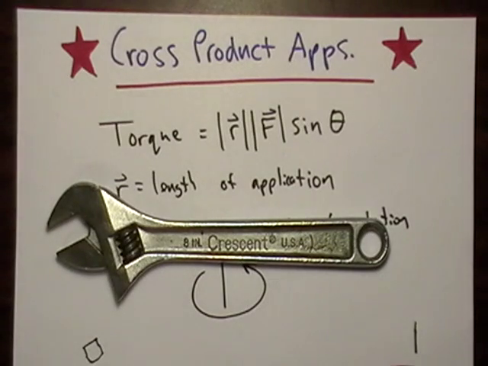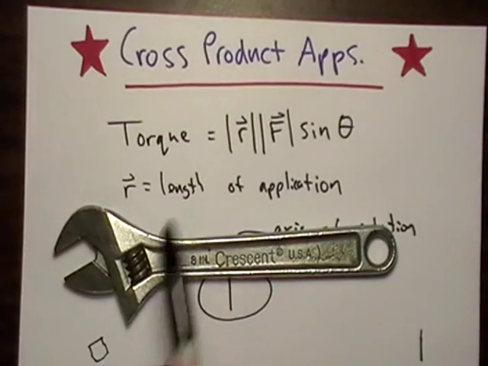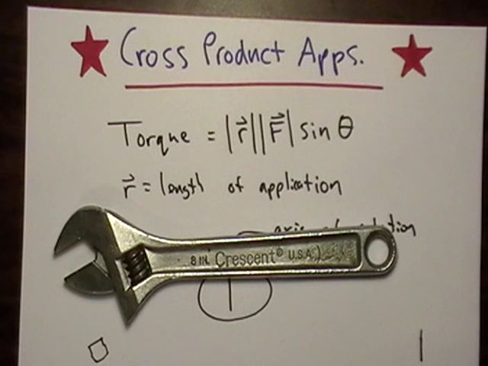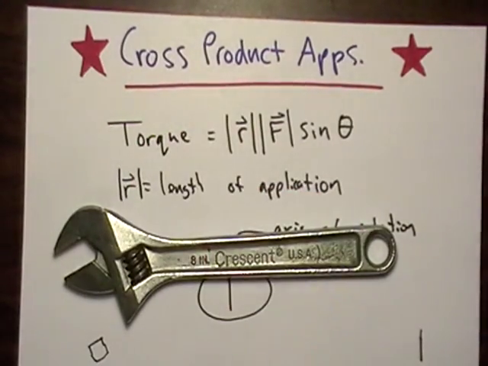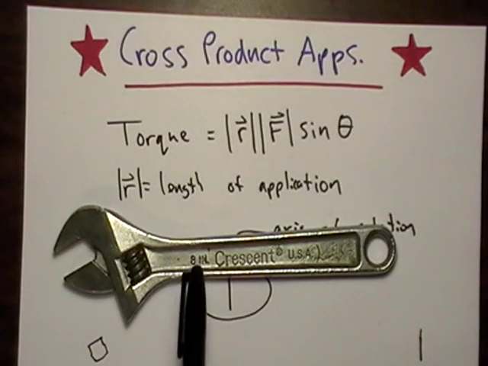So basically, this is the cross product right here. If we take the magnitude of the force we apply, multiply it by the length of the application, multiply it by the sine of the angle we apply the force at, we'll get the torque magnitude, okay? And this R vector here, actually, I might as well just draw the magnitude bars around it. That means length of application. So that's actually one of the reasons they stamp this on here, and these come in sizes, okay?